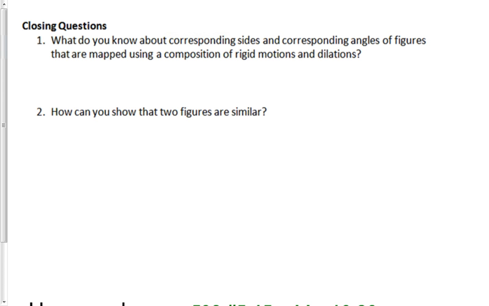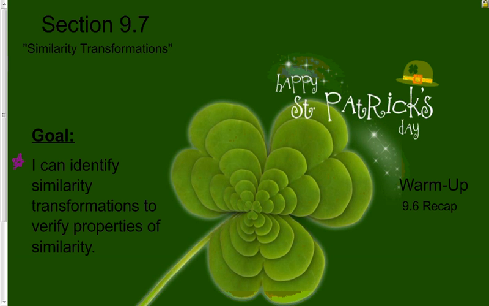But I'm going to then end it with these closing questions. I would like you to answer these. What do you know about corresponding sides and corresponding angles of figures that are mapped using a composition of rigid motions and dilations, or in other words, similarity transformations? What do you know about their corresponding sides and angles? It is important to note there's a difference between how the corresponding sides and the angles behave. Number two says, how can you show that two figures are similar based on what we talked about today? And that brings us back to our goal. I can identify similarity transformations to verify properties of similarity.